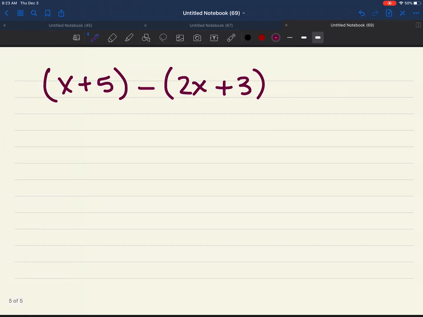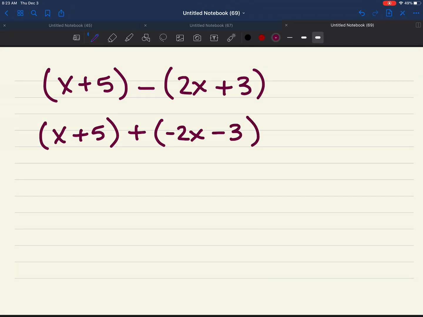All right, Charlie, last one. You drop it in. Okay, keep the first set. And you make that plus, and then make it negative 2x, and minus 3. Just negative 3, right? You just change the addition to subtraction. You don't want to put minus and negative because minus and negative would still be addition, right? Okay, then what?